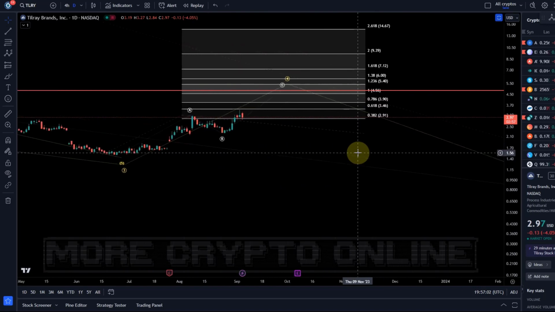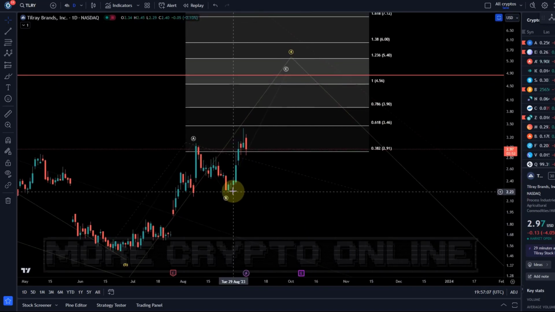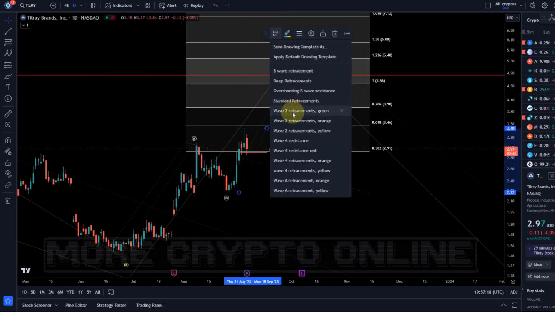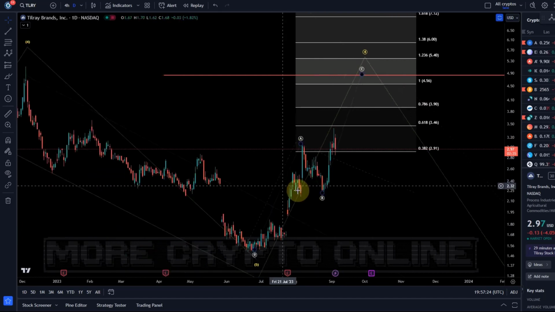I mean, you don't even need to wait. Invalidation of the C wave is below the B wave low, but you can use the 78.6 retracement level as a first warning. Yeah, if we get a sustained break below $2.44, that's the first warning that this is not playing out and we have something much more bearish going on.